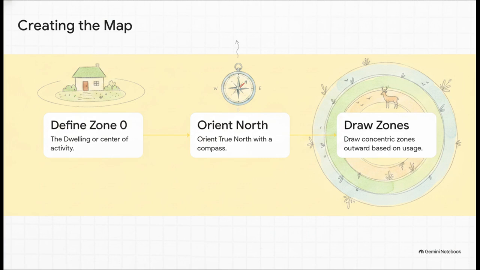Step 1, plot your house right in the center of your paper. That is zone 0. Step 2, orient your map to true north. And step 3, draw concentric circles radiating outward from the house, based entirely on how often you visit those areas. Zone 1 is your daily garden, stepping all the way out to Zone 4 or 5, which are those wild, rarely visited edges. Once you've got that drawn, we start layering the energies.